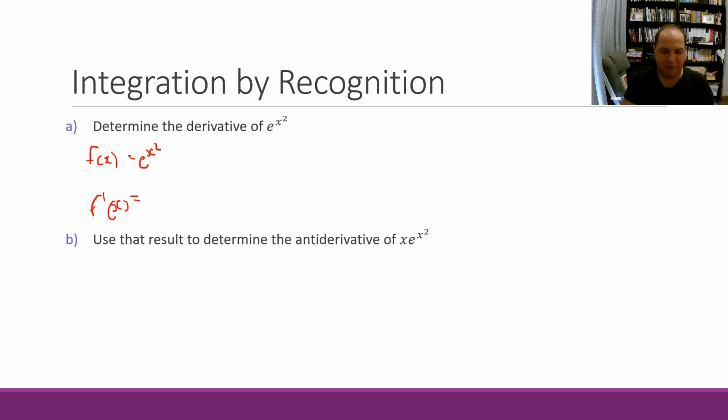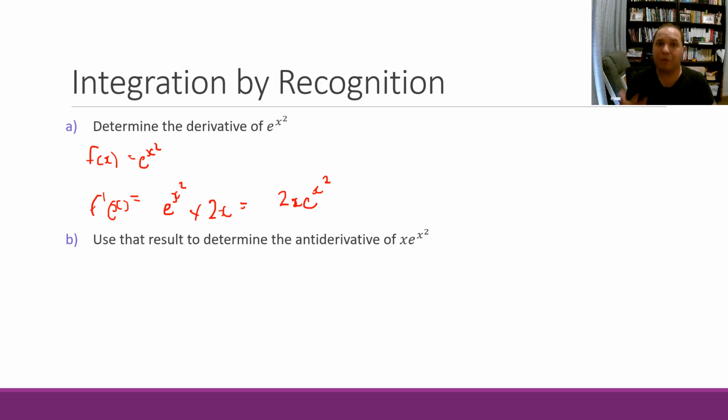For our chain rule, we differentiate the exponential as a normal exponential, so that'll just be e to the x squared. Derivatives of exponentials stay the same. Then we multiply by the derivative of the power. The derivative of x squared is 2x, so that's going to be 2x e to the x squared. So there's my derivative of e to the x squared.